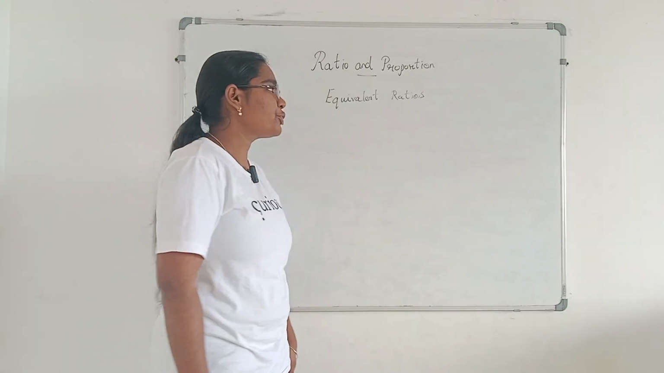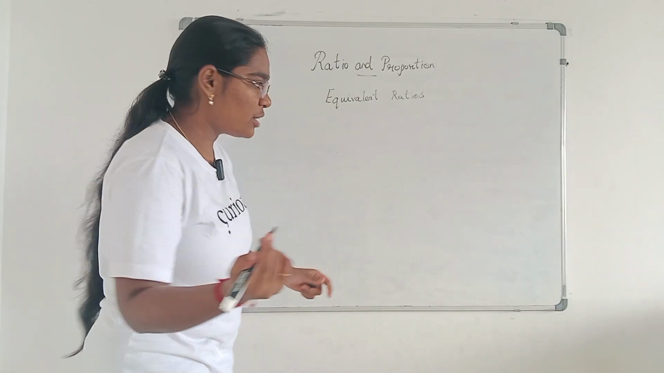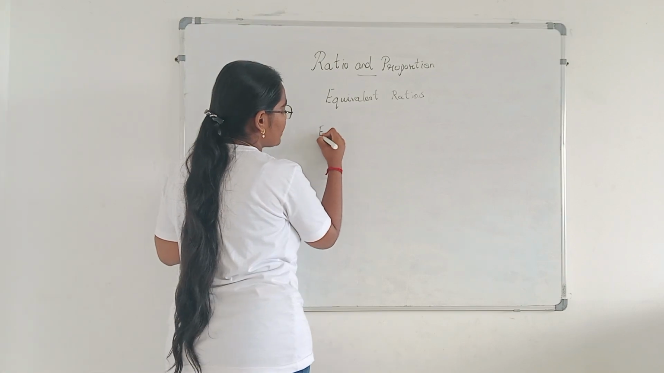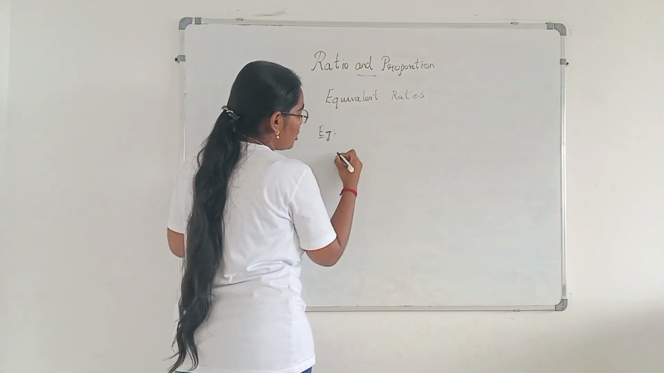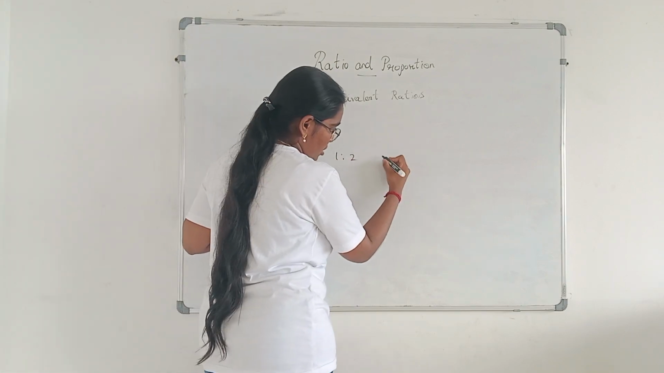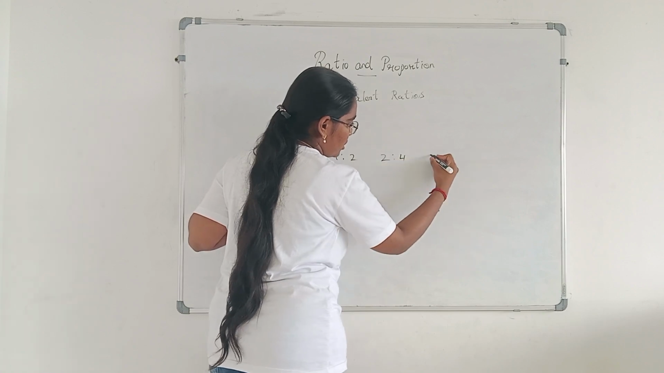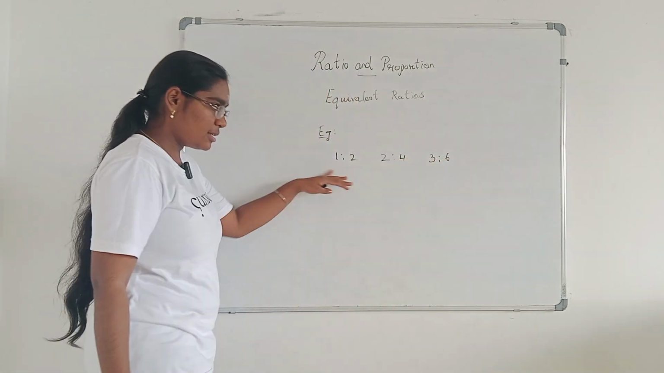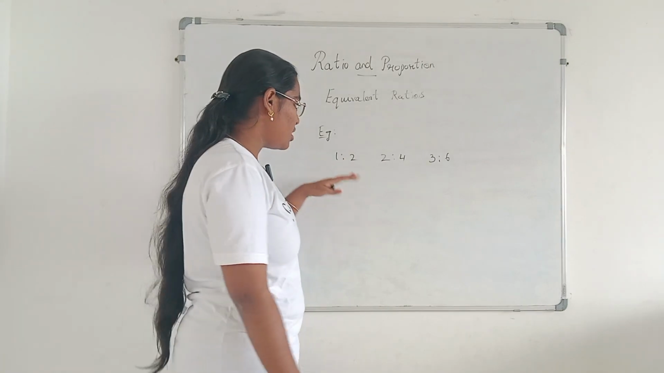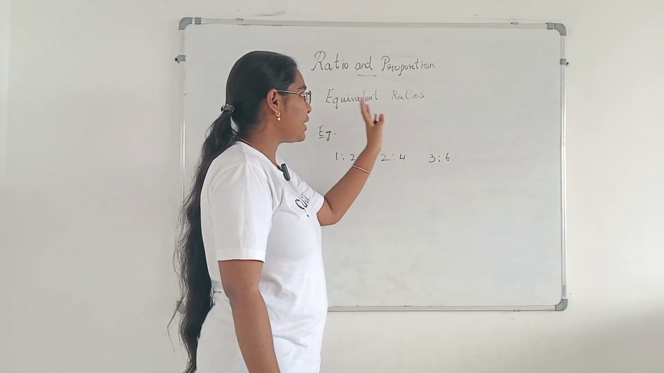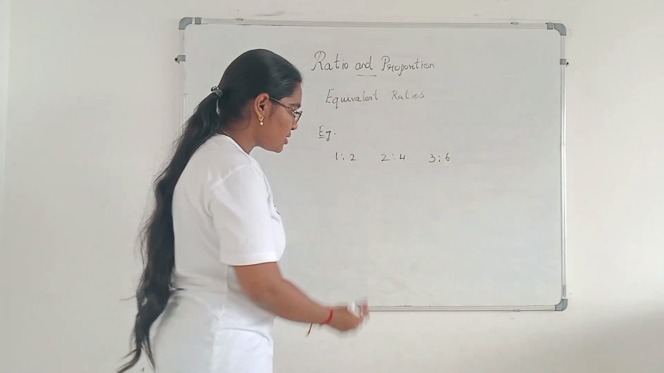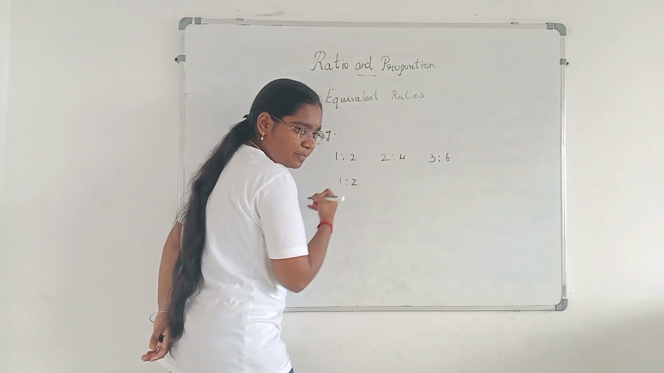Okay. Next we are going to deal with equivalent ratios. So equivalent ratios means, for example, 1 is to 2, 2 is to 4, 3 is to 6. These three ratios are given. These three ratios are equivalent ratios because here this is 1 is to 2.